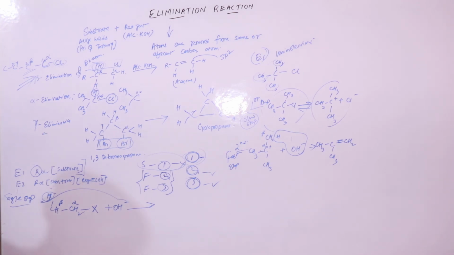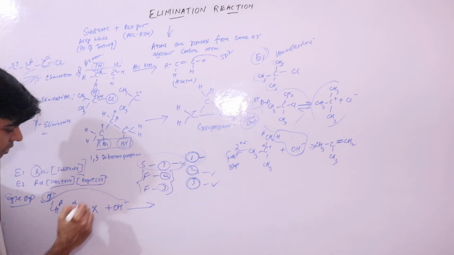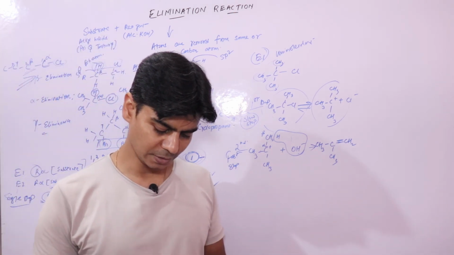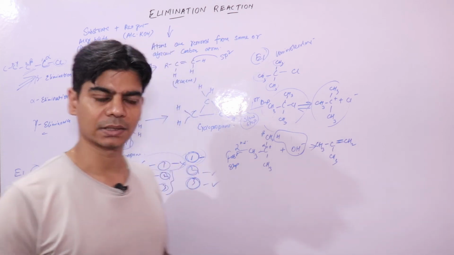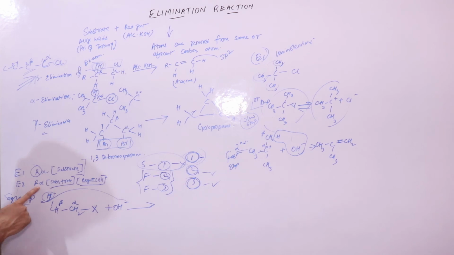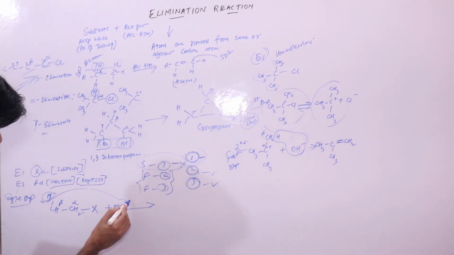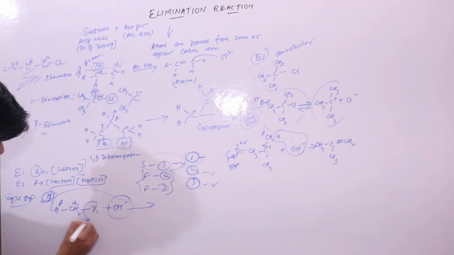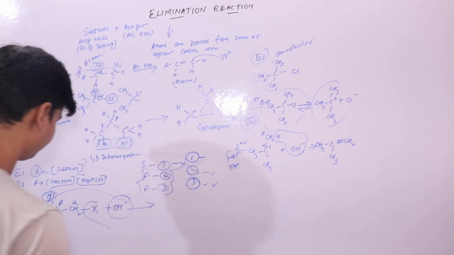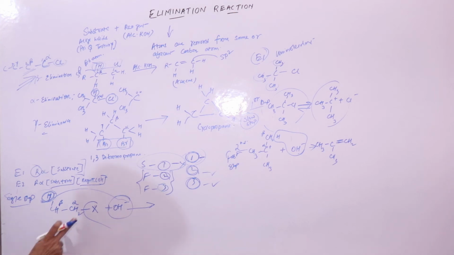So this is your reaction. I just repeat, E2 is your bimolecular reaction, where the rate of reaction depends on the substrate as well as the reagent. This is a single step reaction. In the single step only, both substrate and reagent react. The reagent will abstract a proton from the beta carbon, and at the same time, simultaneously, this halide ion will also leave to form the product.